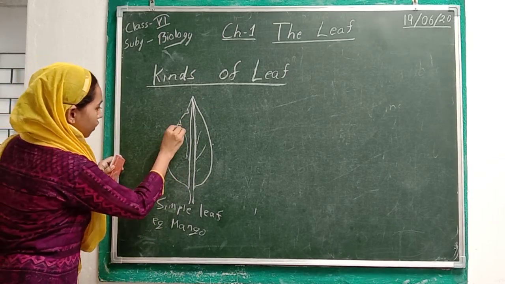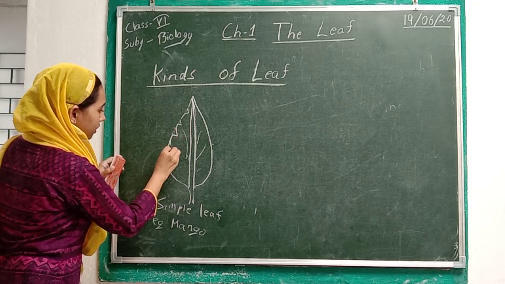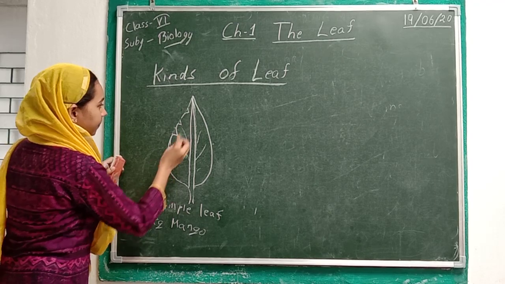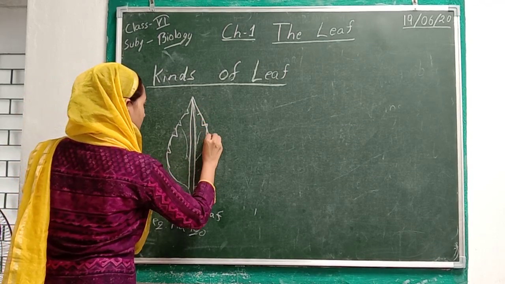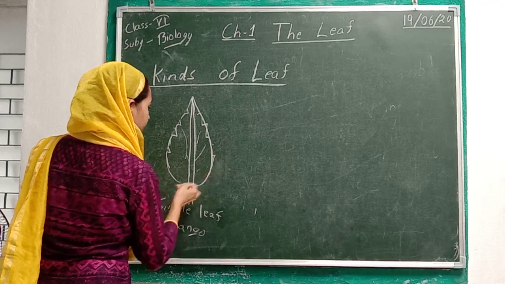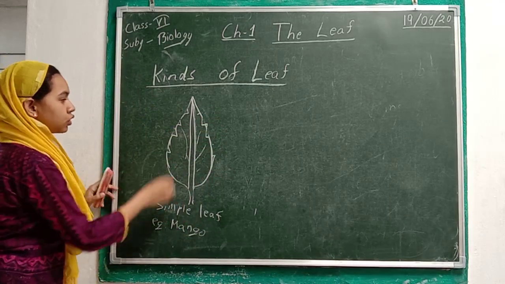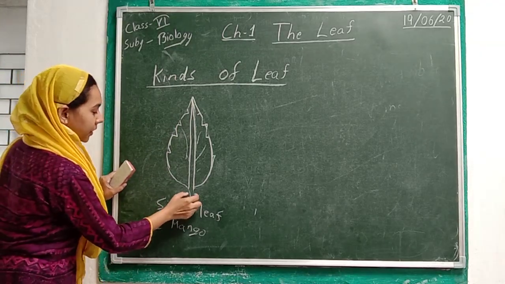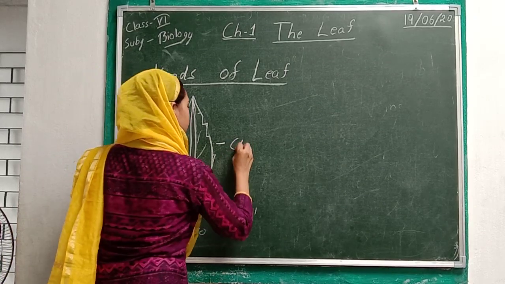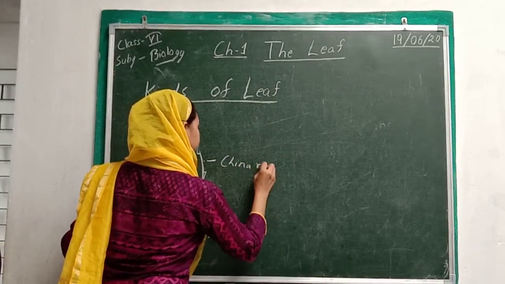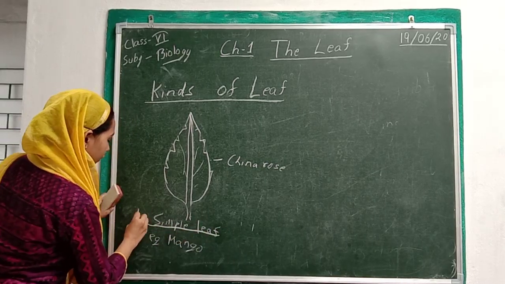There are cuts there. That means this thing which was full has been cut, okay? And as a result, the leaf becomes like this. So there are cuts in the leaf, okay? This is also a simple leaf because you can see that the petiole has only one leaf. You can see this kind of leaf in the case of China rose. So simple leaf is the first kind of leaf.